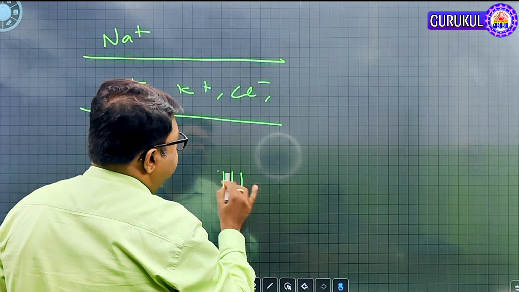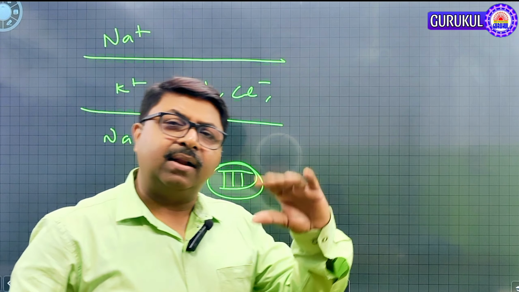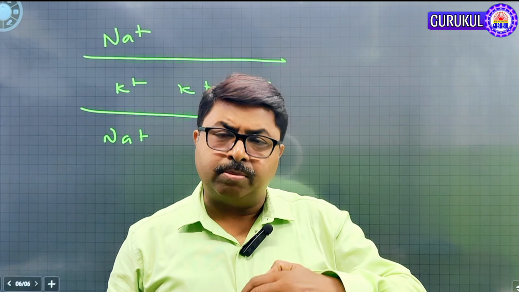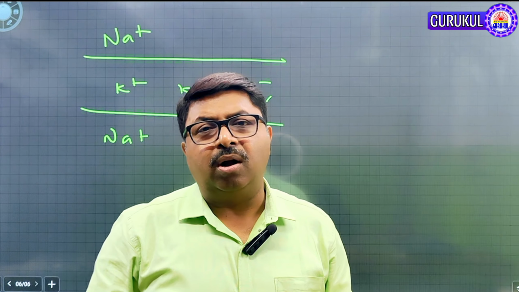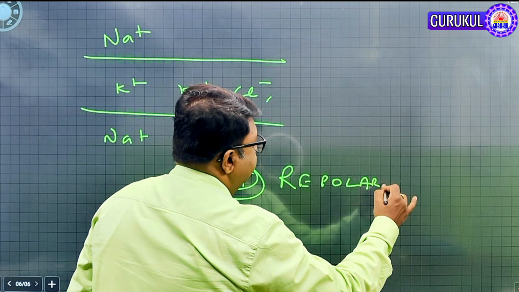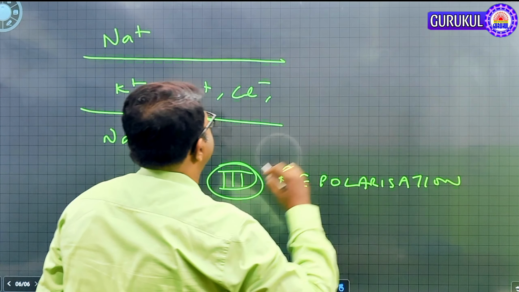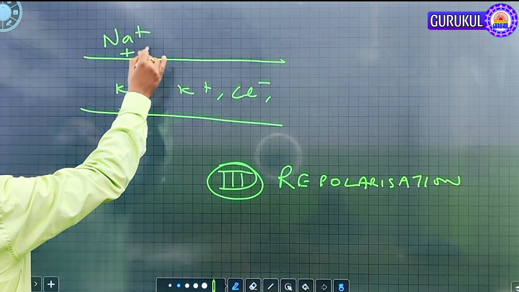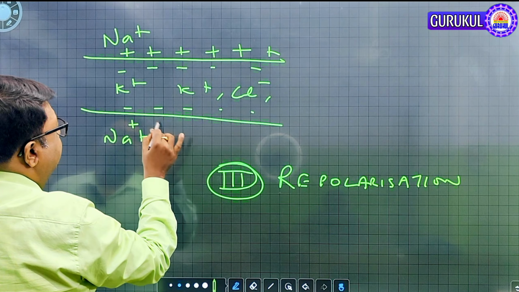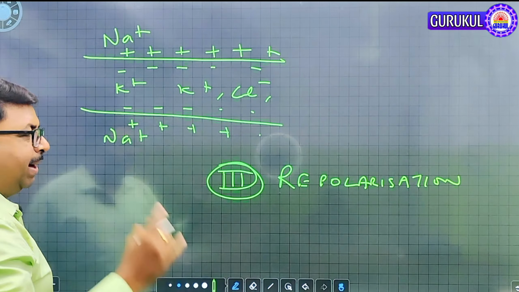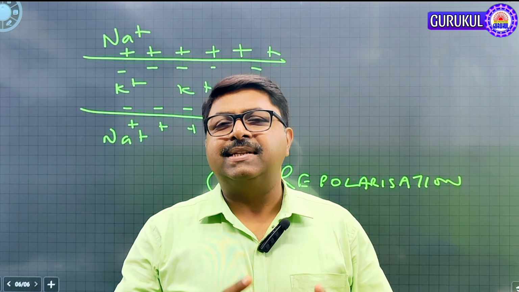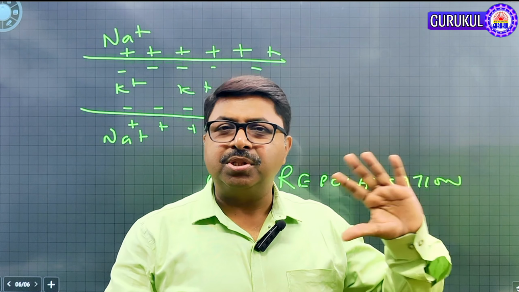So ये जो पोलराइजेशन एटीपी यूज करके जो हमें धक्का लगाना पड़ा, 3 सोडियम को बाहर निकालना, 2 पोटेशियम को अंदर धकेलना, that process is called repolarization. क्या कहते हैं? This step is called repolarization. Okay? जब repolarization हो गया, पहले जैसा कंडीशन प्लस बाहर, अंदर माइनस, and also polarity has been maintained. Along with polarity, what has been maintained is ionic balance. This is about nerve impulse transmission through axon.